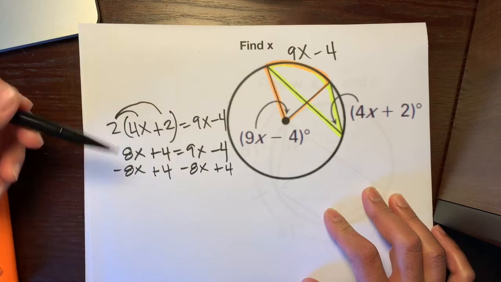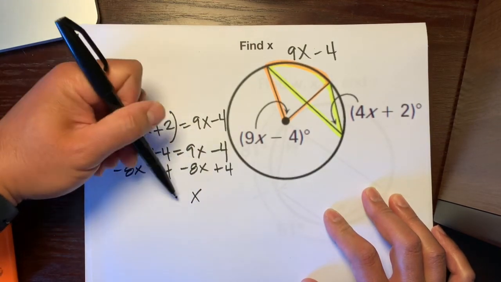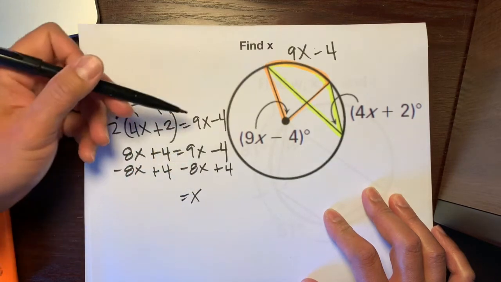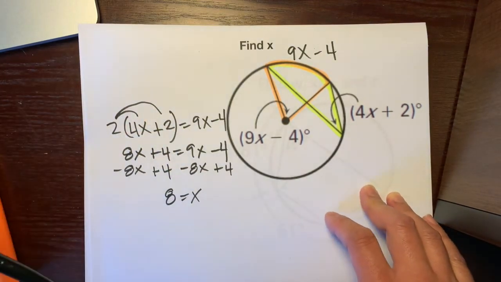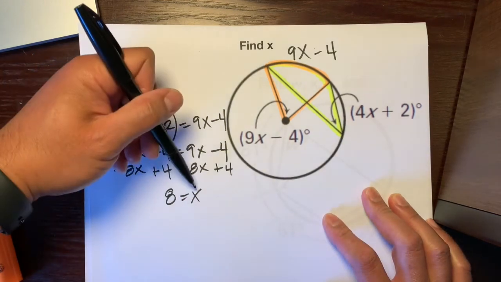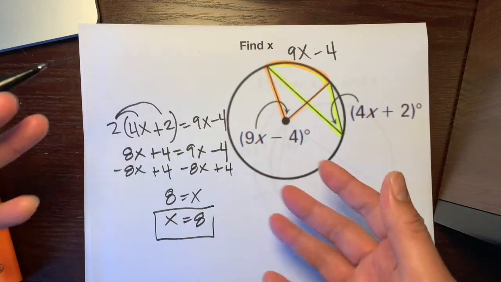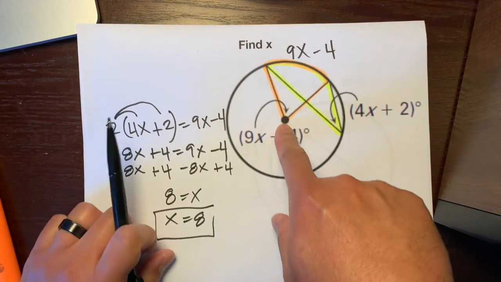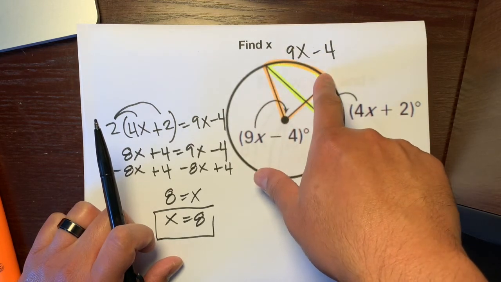And then 9x minus 8x is just x, or 1x. And 4 plus 4 is 8. And there is your final answer: x equals 8. So just remember that central angles are equal to their intercepted arc.